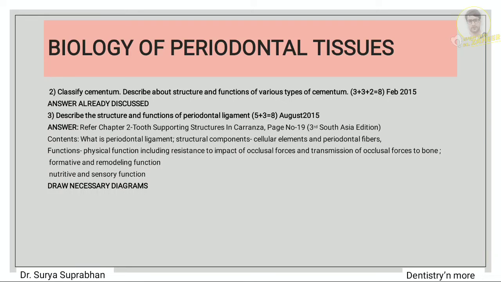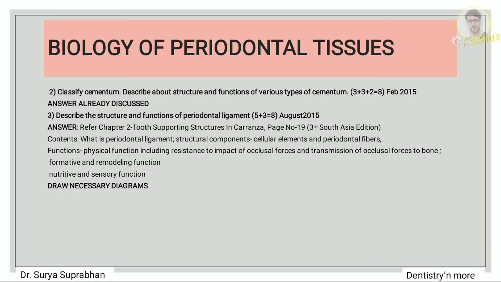And what all contents you have to write is, first define periodontal ligament, write the structural components. Under the structural components, write about the cellular elements and the principal periodontal fibers. And coming to the function, the first function is the physical function. Under the physical function, do write about the resistance to impact of occlusal forces. Mention the 2 theories, the tensional theory and the viscoelastic theory. And then write about the transmission of occlusal force to the bone.